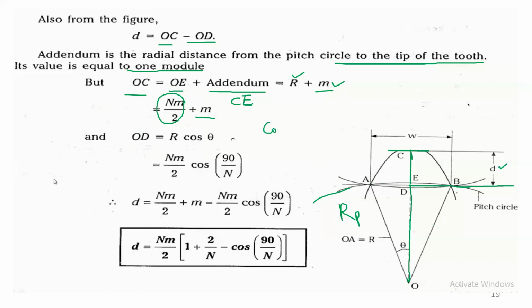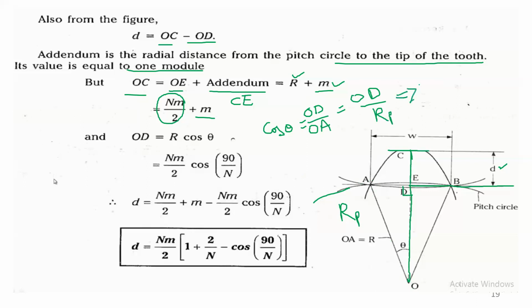So cos theta is equal to, as it is theta, here it is 90 degrees. So this OD makes the adjacent side, and OA makes the hypotenuse. So OD by OA, and OA is nothing but the radius of the pitch circle. So OD by R is equal to cos theta.